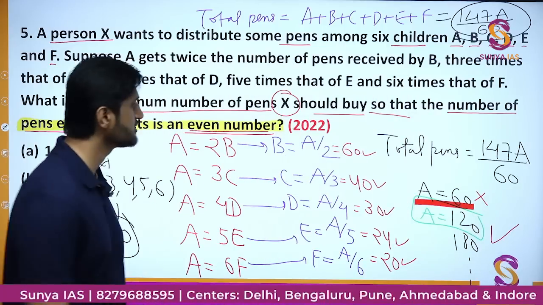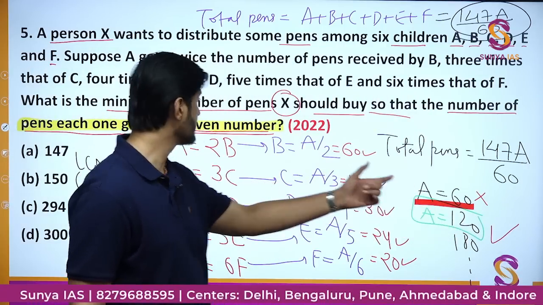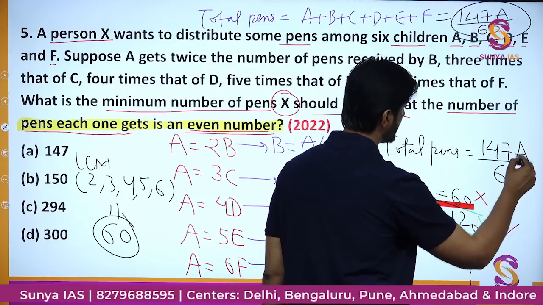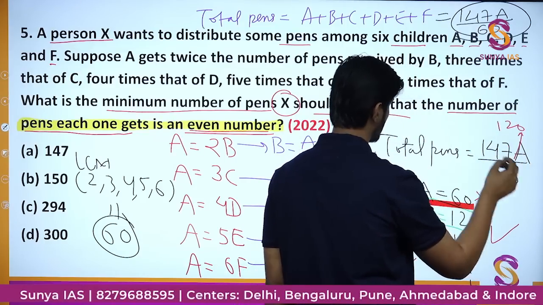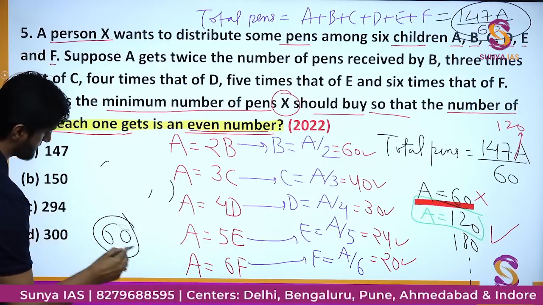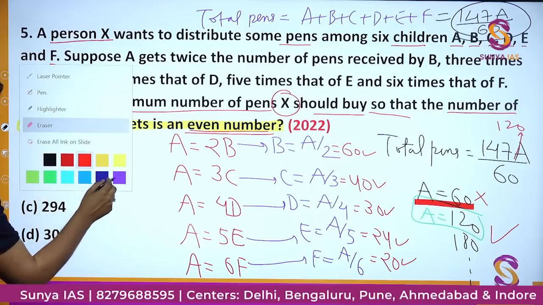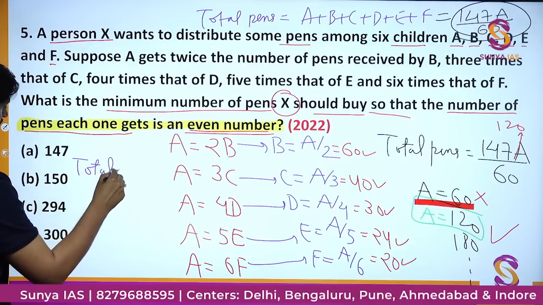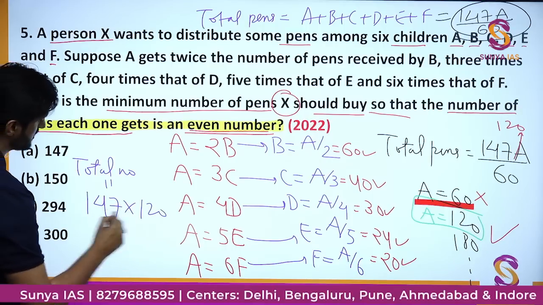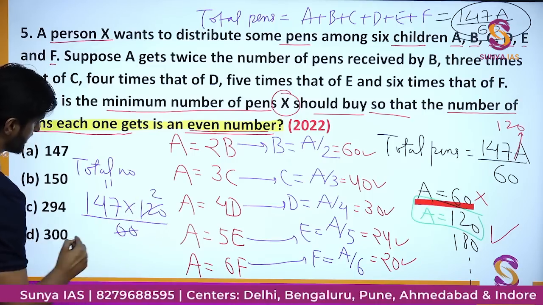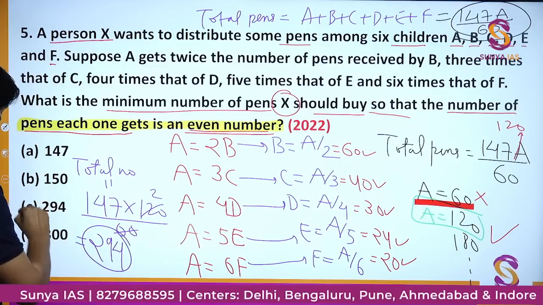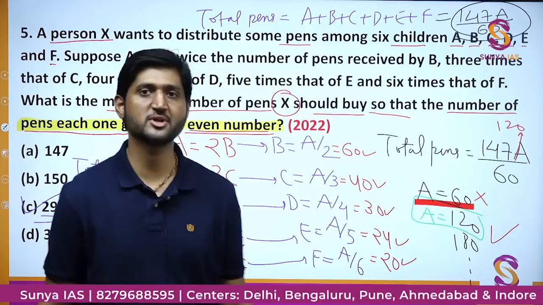And so the final answer is not 120. We have to find the total number of pens. The total number of pens would be this, so we'll just put the value of A to be 120. Total number of pens would be 147 into 120 upon 60. This will get cancelled, you get 2, and finally you will find 294 as the number of pens. So option C is going to be the correct option in this particular case.